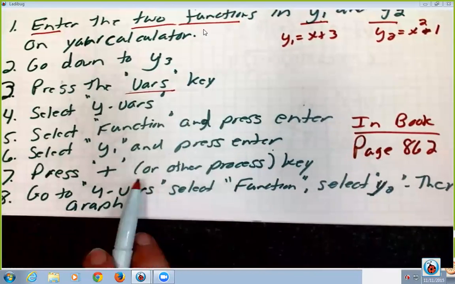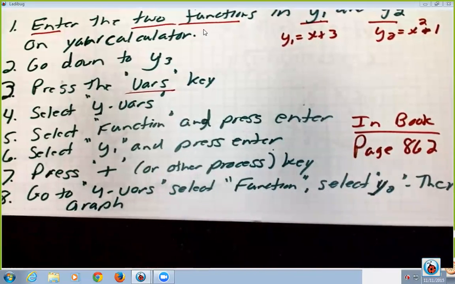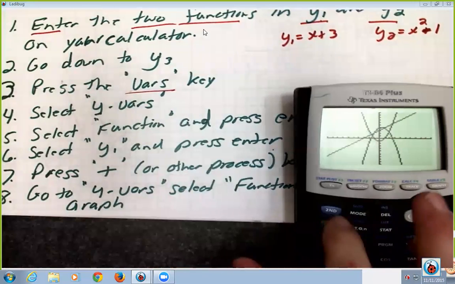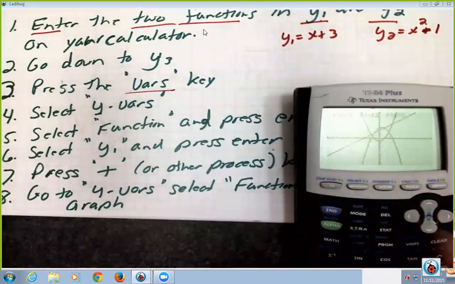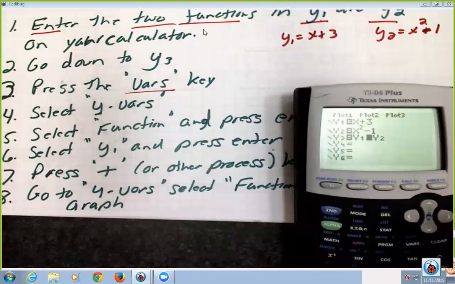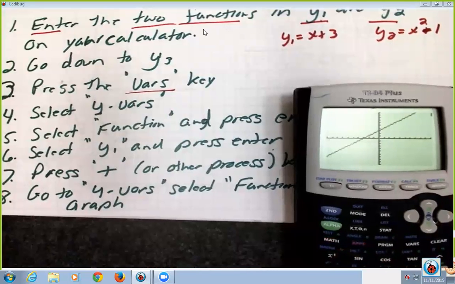And again, you can put in your other process key in here of whatever happens to be, whether it's adding, subtracting, multiplying, or dividing. Dividing sometimes comes out really strange. I'll just show you that on this calculator, and we'll put a divide in here. And the reason they do, especially when you have problems that have a radical involved, is because there's going to be missing points and missing stuff that comes in there.